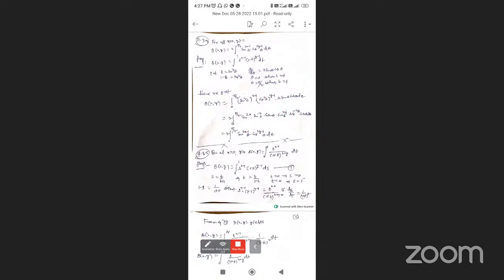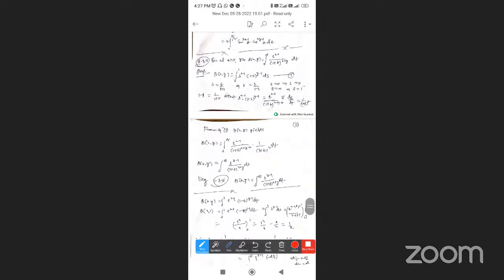Again, an important property: x greater than 0, y greater than 0, beta of x comma y is equal to the integral from 0 to infinity of t to the power of x minus 1 over (1 plus t) to the power of x plus y dt. Beta of x comma y is equal to the formula, the integral from 0 to 1 of s to the power of x minus 1, (1 minus s) to the power of y minus 1 ds.